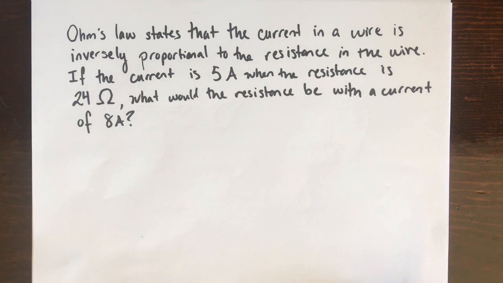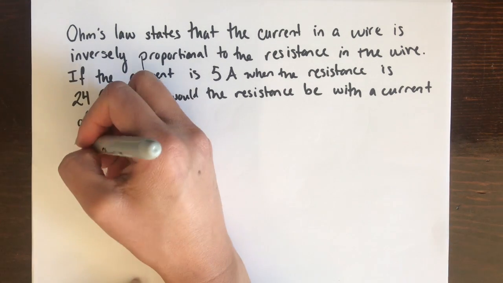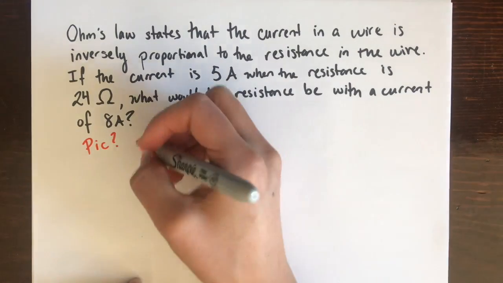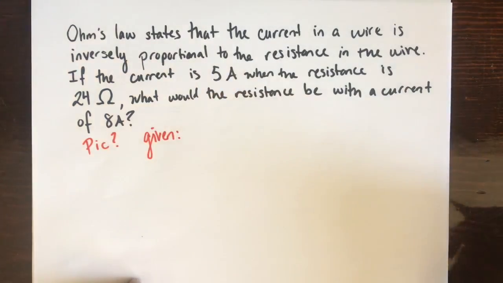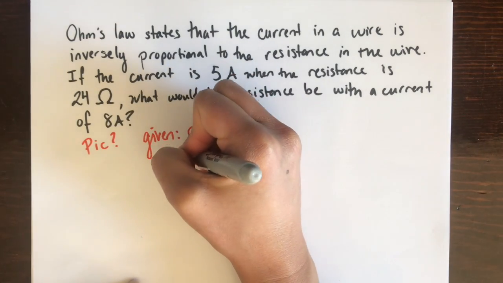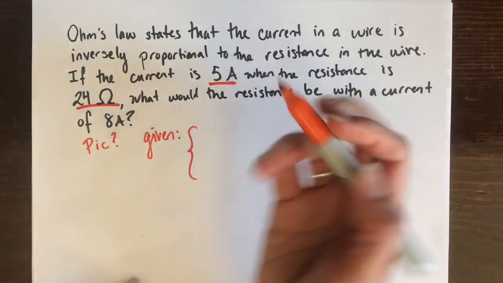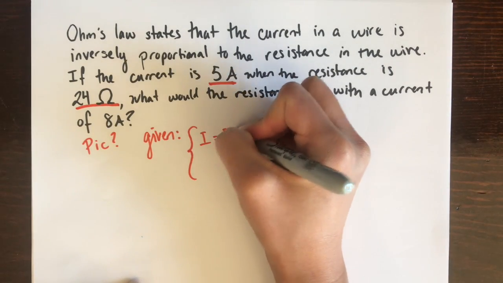Okay, let's go ahead and go over some word problems, and I'm going to show you a way to approach this word problem that I'd like you to start trying. So the first thing I'm going to do is decide whether a picture is relevant in this case. Here we're just talking about current in a wire, and so a picture really isn't super relevant, so I'm just going to write out my givens as a second step.